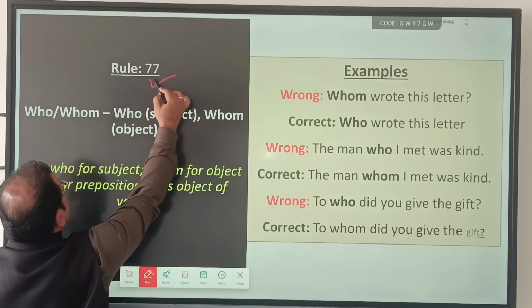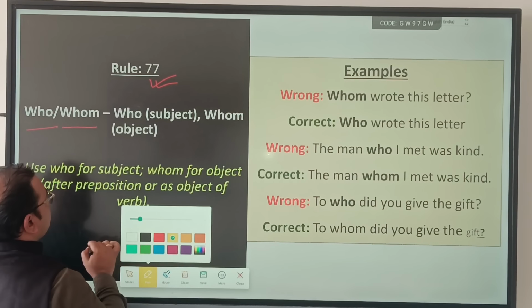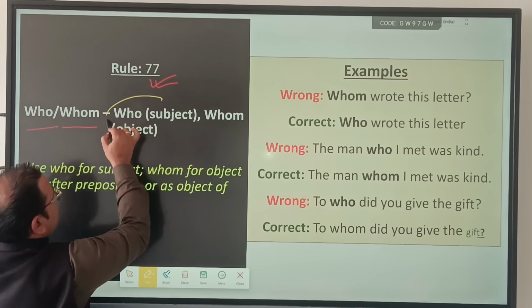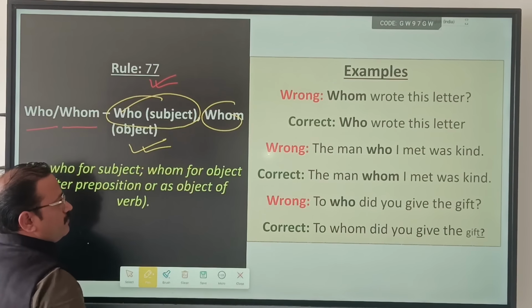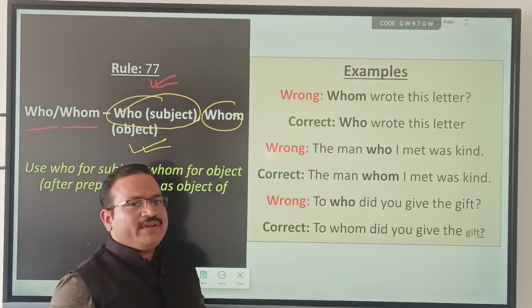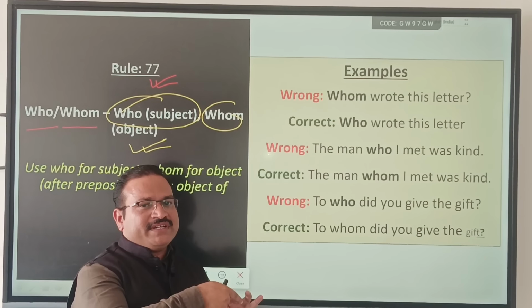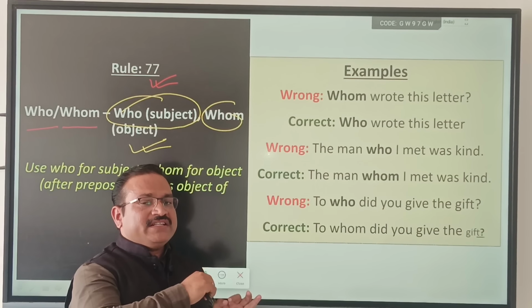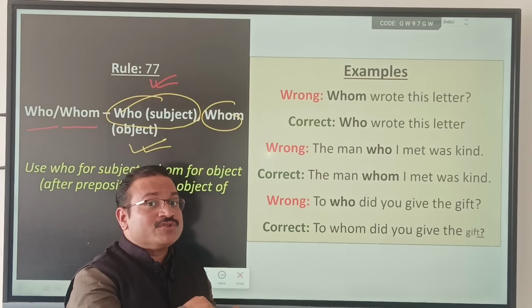Now, rule number 77, who and whom. Who is used as subject, whom as object. Your job is to identify whether the place is for the subject or object. If it is the subject's place, use who. If it is the object's place, use whom.